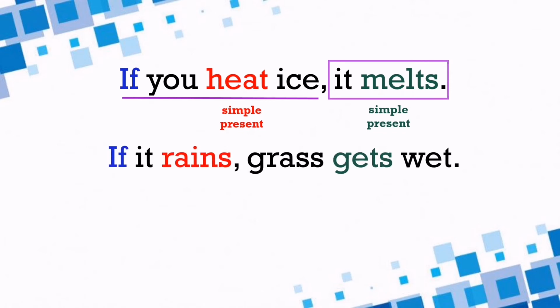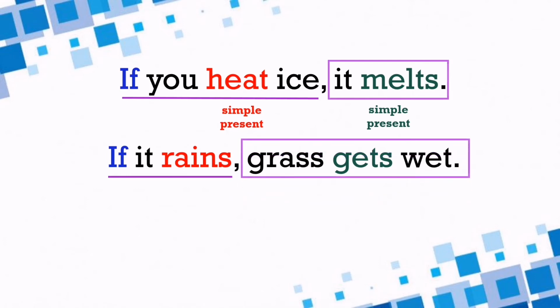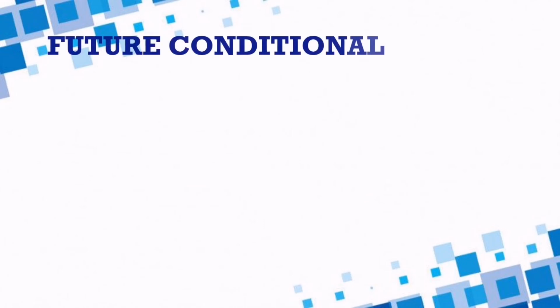Example number 2. If it rains, grass gets wet. The if clause is if it rains, and grass gets wet is the main clause. The verb rains is in the simple present tense, and so with the verb gets. Verbs in simple present tense end with s if the subject is singular, and without s if the subject is plural.